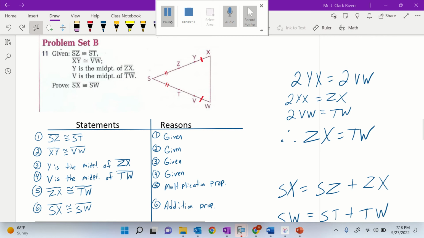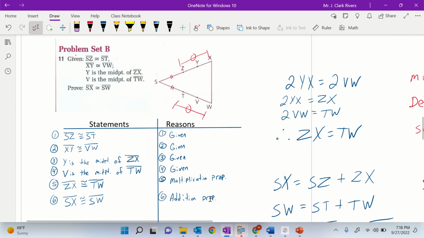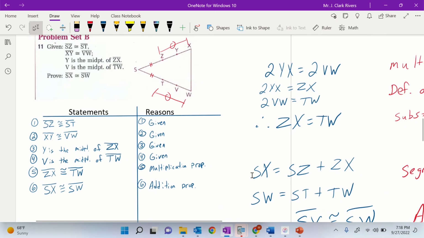So now I am going to mark up, let's see here, I'll mark it up like this. TW and ZX, they are congruent to each other. So we have 2 pairs of congruent segments, and we're trying to show that, back up, we're trying to show that SX is congruent to SW. And we do that by using the addition property. Why is it the addition property? Well, here's why.